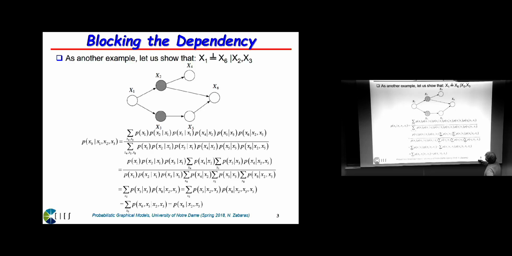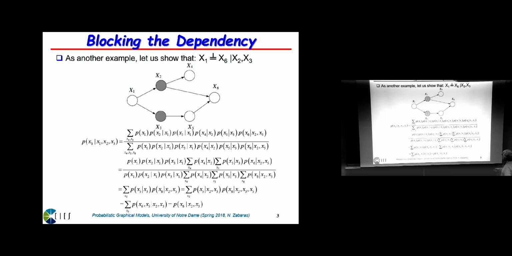So these marked nodes, these larger nodes x2 and x3, indicate evidence, and this will always be the case in the course. So the idea here is we have observed x2 and x3, that's why they're marked, okay? And what we want to prove is that if we have observed x2 and x3, x1 and x6 are independent. So this is what the notation means. Given this evidence, are x1 and x6 independent?